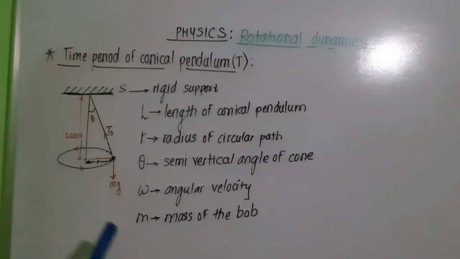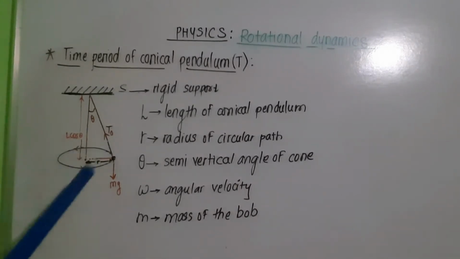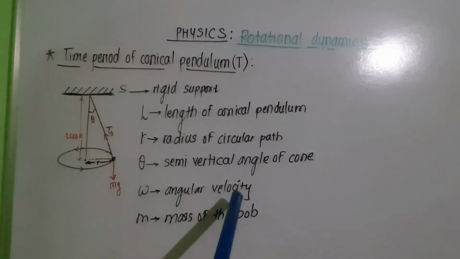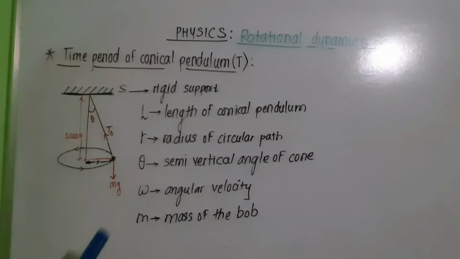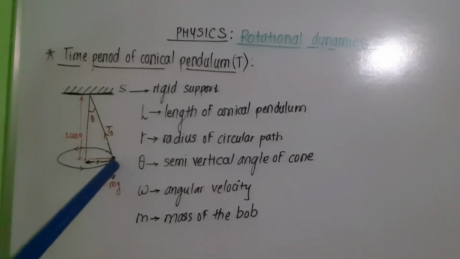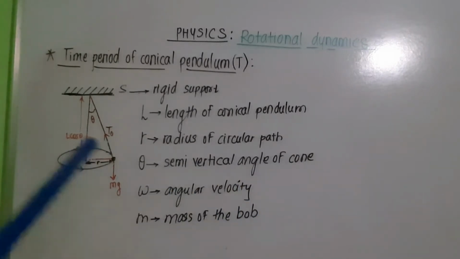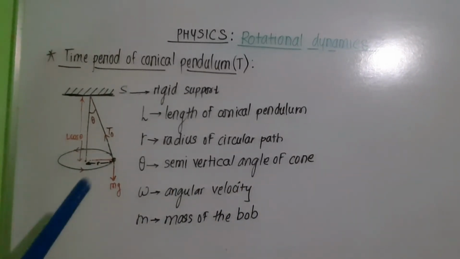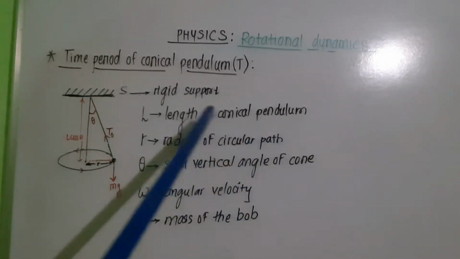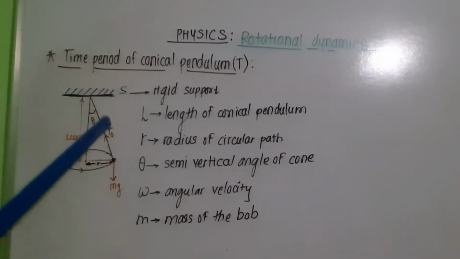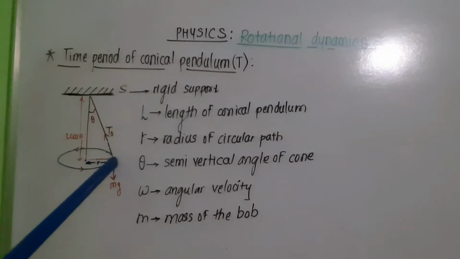Consider a bob of mass m revolved in a horizontal circle of radius r with angular velocity omega. When the bob is in the displaced position, let theta be the semi-vertical angle of the cone. Capital L is the length of the conical pendulum, that is the distance between the point of suspension and the center of the bob of the conical pendulum.